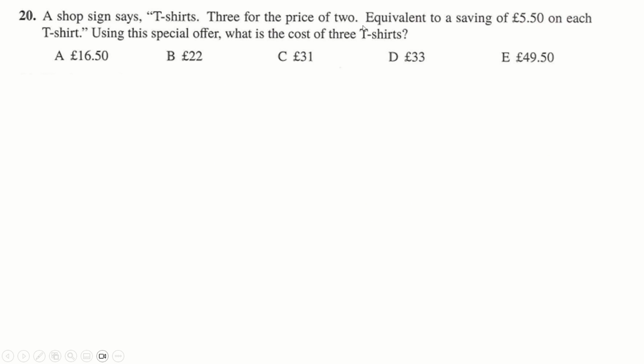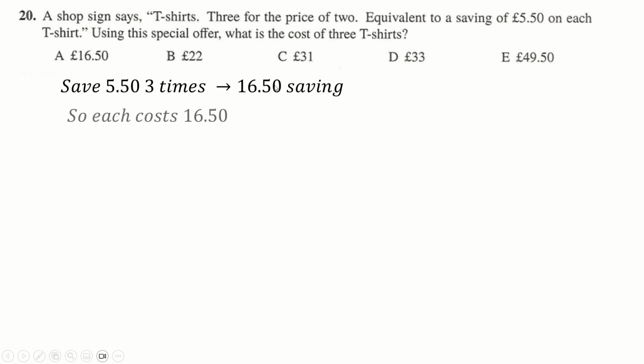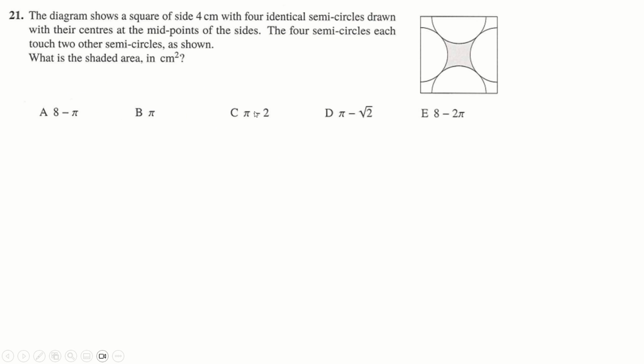3 for the price of 2, equivalent to saving this on each t-shirt. So we're buying 3 t-shirts, so we're saving £5.50 times 3. So we're doing that much of a saving. So okay, well, but we're also just saving the price of 1 t-shirt because we're buying 3 for 2. So this here just must be the price of 1 t-shirt. So using the special offer, what's the cost of 3? Well, you're only actually buying the cost of 2, so it's just this times 2, which is 33. 21, draw a box like this is the way to do this question.